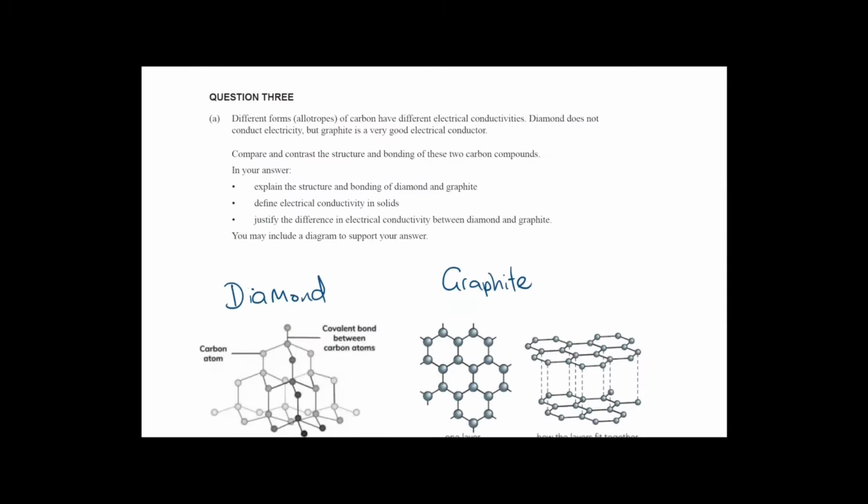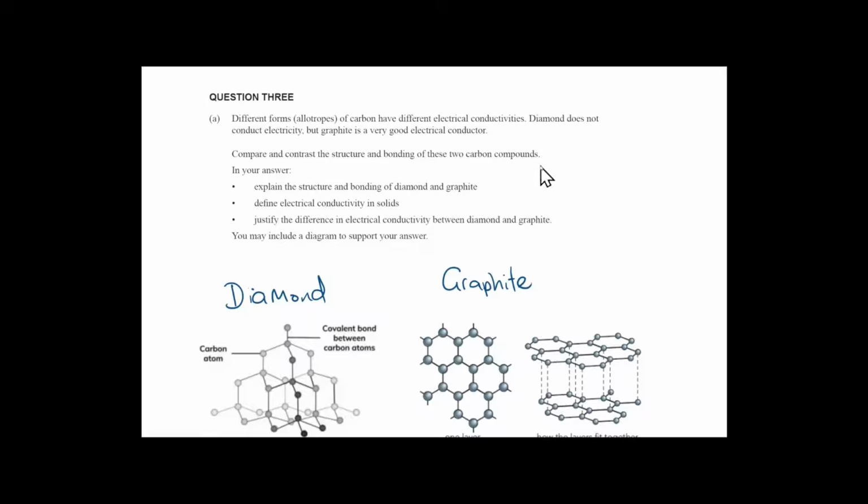All right, on to question 3. So different forms, allotropes of carbon. Allotropes are the same base element, but in a different geometry. They have different electrical conductivities. Diamond does not conduct electricity, but graphite is a very good electrical conductor.